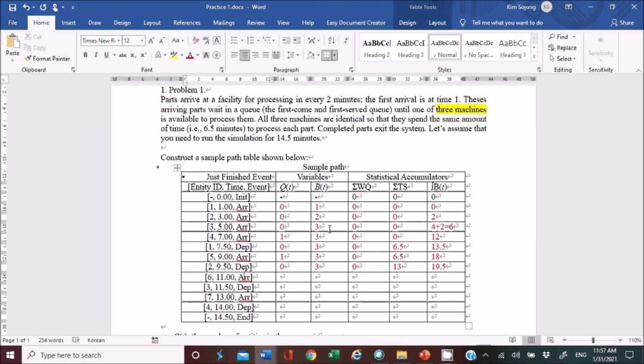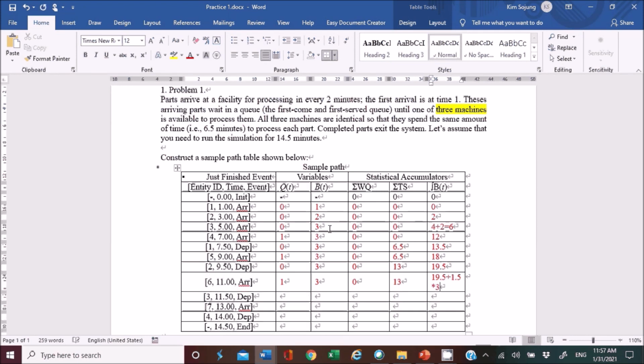And at 11, another arrival. So this QT value is 1, and we have 3 entities in the server so far. And then WQT and TS are still the same because this is just an arrival event. And now you need to update this number. 9.5 plus what? 1.5 times 3, right? 4.5. So 24, right? Will be the value.